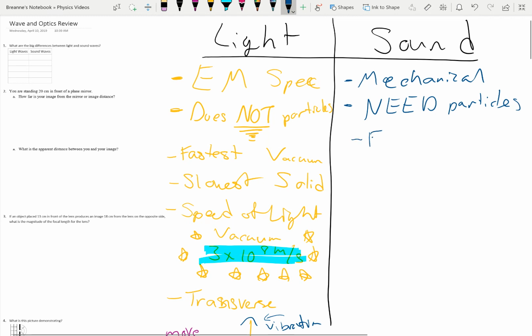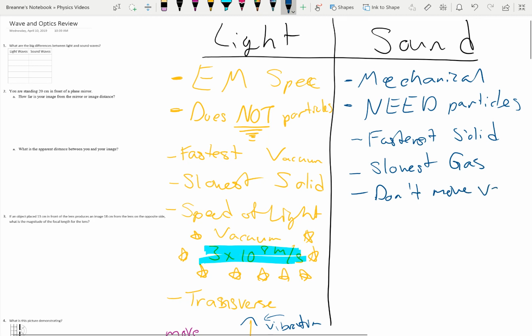They're the fastest in solid, and they're the slowest in gas. And they don't even move in a vacuum. So they're fastest in solid, slowest in gas, and don't even move in a vacuum. So they're the exact opposite of light, and they're not independent. They're very needy people. They need people or particles around them. They're walking around going, yay, I'm in close quarters.